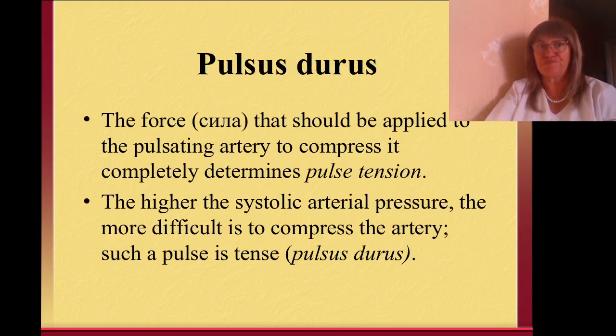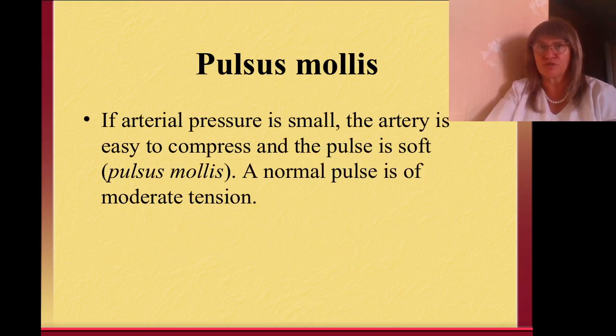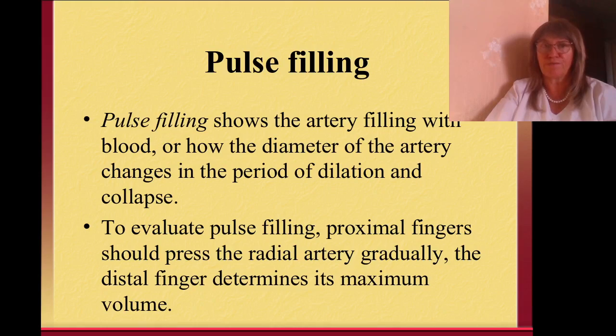Pulsus durus. The fingers should be applied to the pulsating artery to compress it completely, which determines pulse tension. The higher the systolic arterial pressure, the more difficult it is to compress the artery; such a pulse is tense, pulsus durus. Pulsus mollis. If arterial pressure is low, the artery is easy to compress and the pulse is soft, pulsus mollis. A normal pulse is of moderate tension.